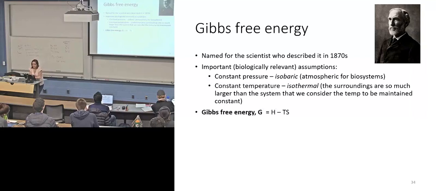The notation for Gibbs free energy is a capital G, and the equation for Gibbs is enthalpy H minus temperature T times entropy S. This gives a state function.